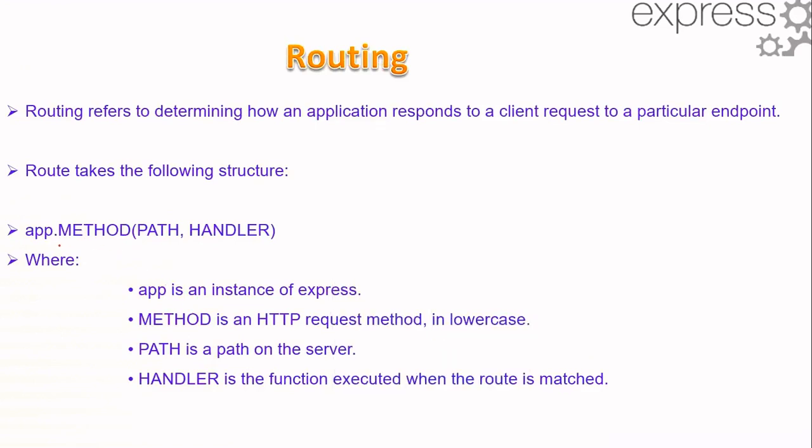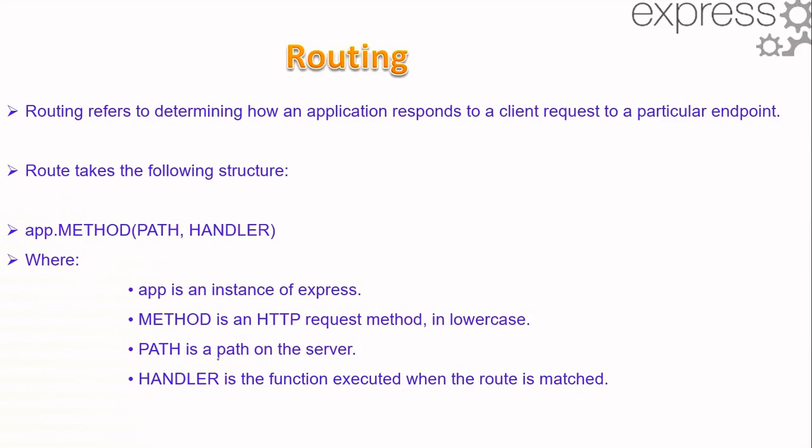So this is the general structure of our routing: app dot method. App is an instance of express. Method is an HTTP request method. It could be a get method, a post method, a put method, a patch method, or a delete method also. We have various methods of HTTP request.